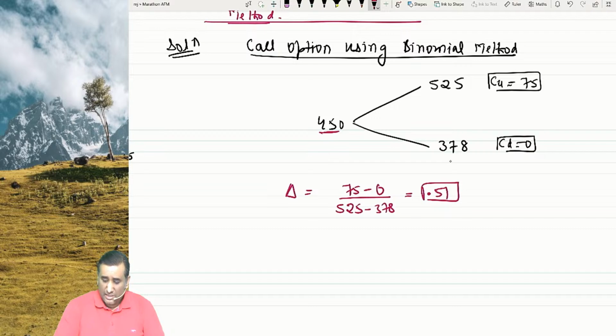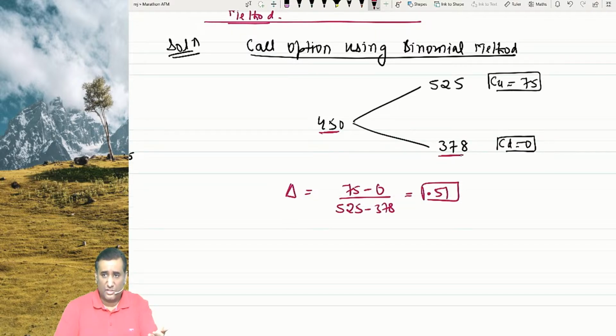You can simply do this: at 378 the option would lapse to 0 and you will sell 378 into 0.51. How much do we get? 378 into 0.51, 192.78. So you can do one and solve it. I am showing both so that you know that both the payoffs are coming the same. The objective of the riskless hedge approach is that the portfolios will give me the same answer at the end.